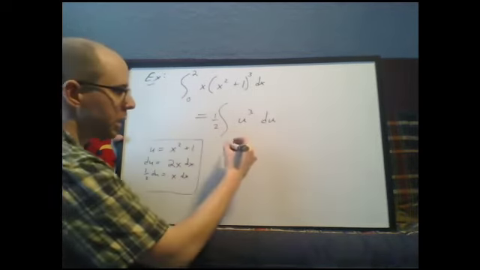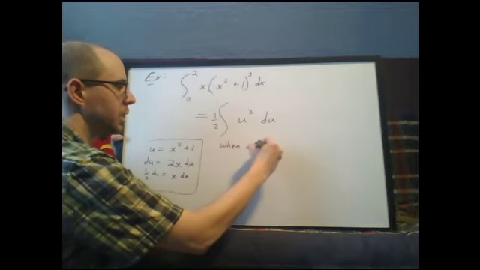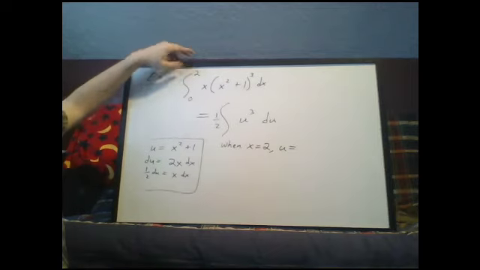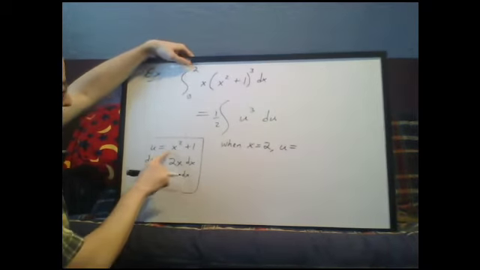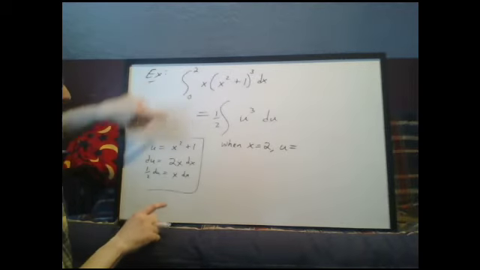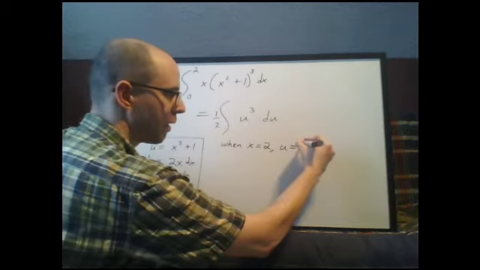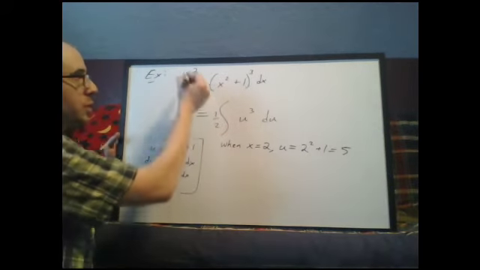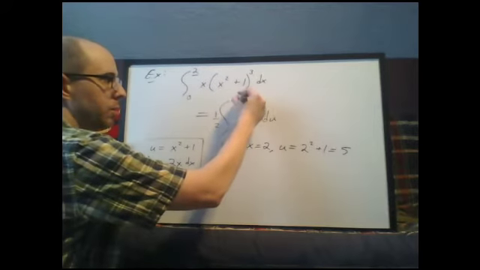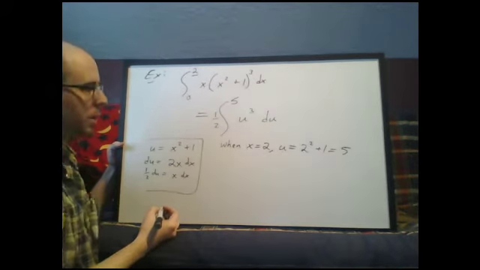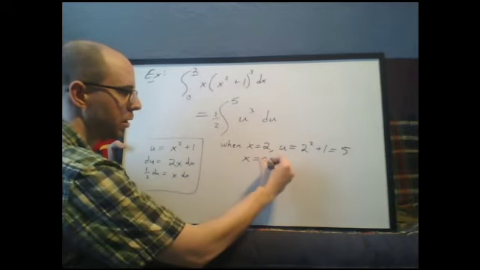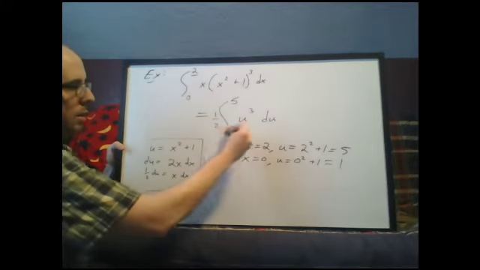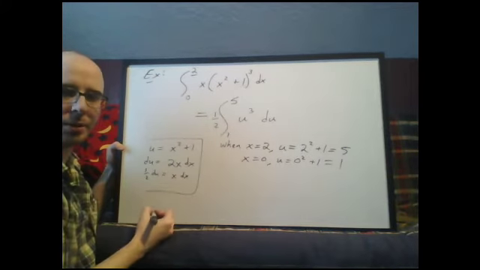So what I want to do is say, when x equals 2, what does u equal? Well, when x is 2, that's at the top here, u is x squared plus 1. So if I plug in 2 to that, 2 squared plus 1, that's 5. So this 2 here turns into a 5 on the u integral. And when x is 0, u is 0 squared plus 1, that's 1. So 0 turns into 1 at the bottom of the integral.